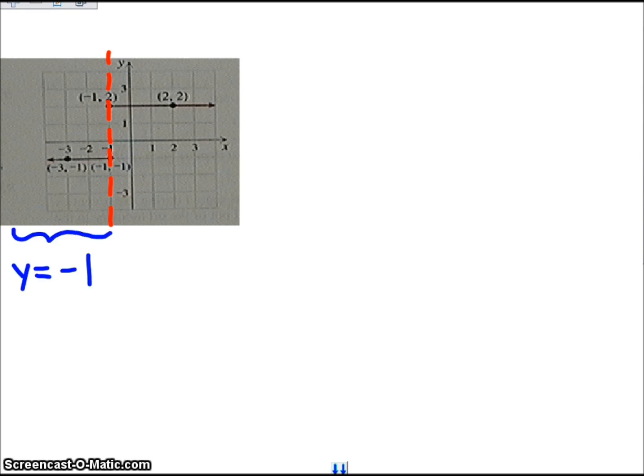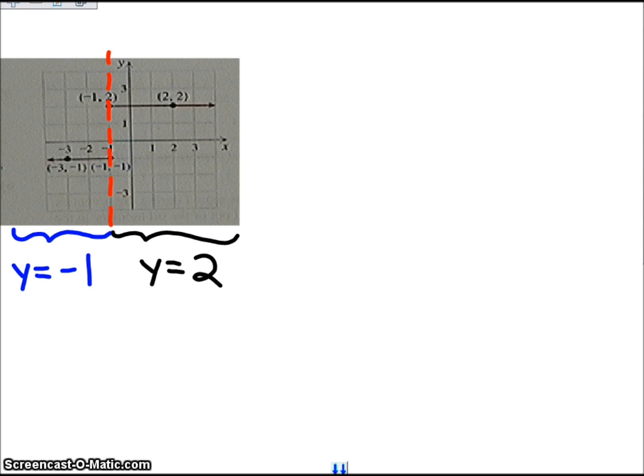To the left of this vertical line, we have a graph which can be described by the equation y equals -1. But that equation is only valid to the left of this red line. That's the only place where that graph exists. And so that horizontal line there, the y coordinate's always -1, and so the equation is just y equals -1 for that graph. To the right of this vertical line, we have a different horizontal line which can be described by the equation y equals +2. Right? Every point on that horizontal line has a y coordinate of +2.